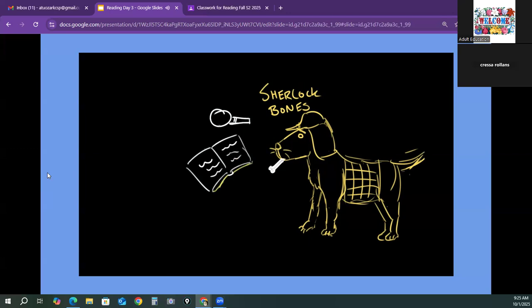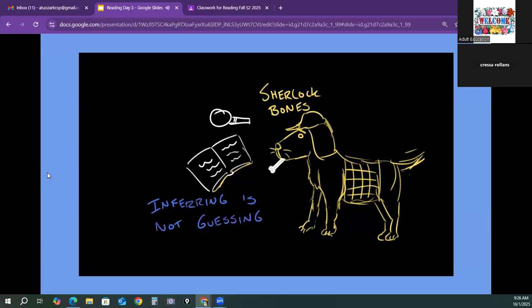What you're doing when you make an inference is you are taking the information that you already know about the world and the places and people in it and how they behave and what they look like and what they do, and you're applying that knowledge to the text. When do people build snowmen? When do people build snow forts? When do they drink hot cocoa? In the wintertime.